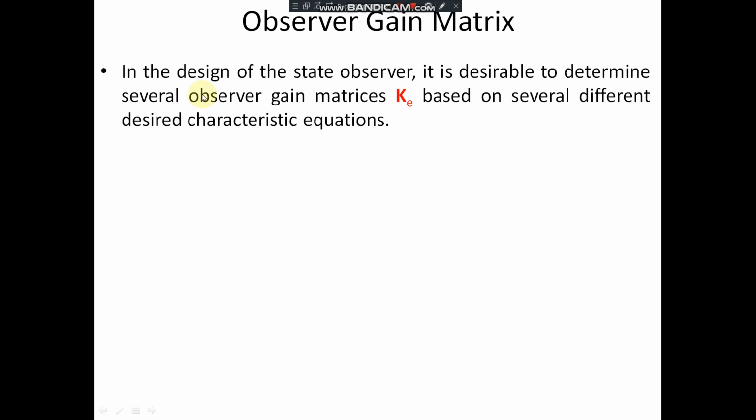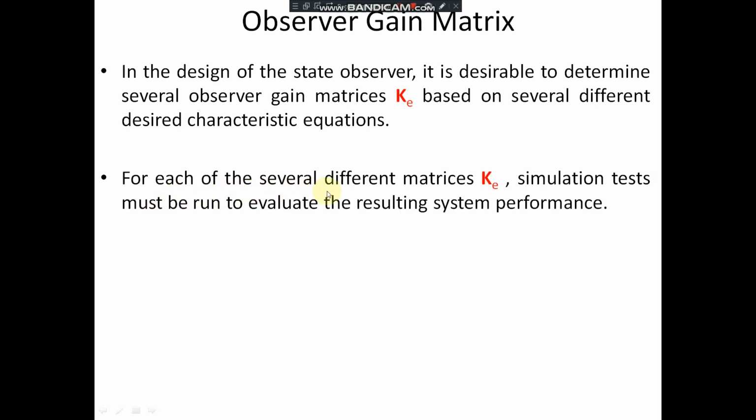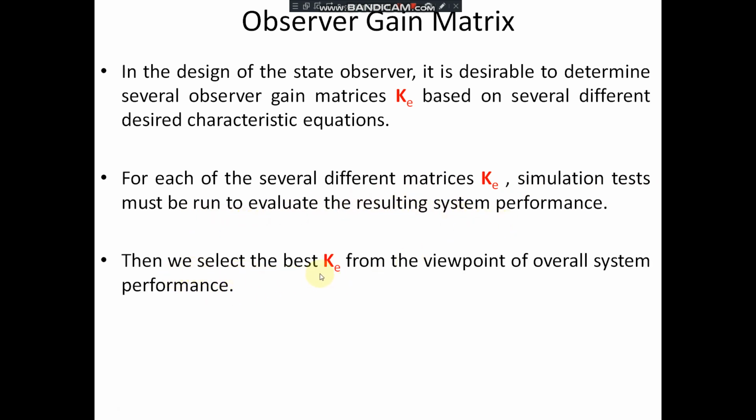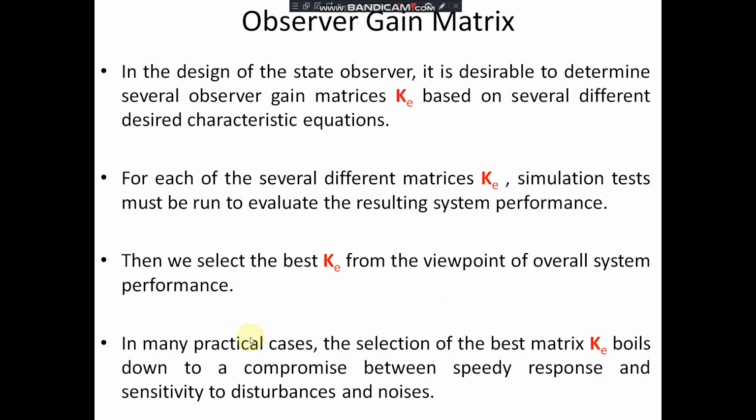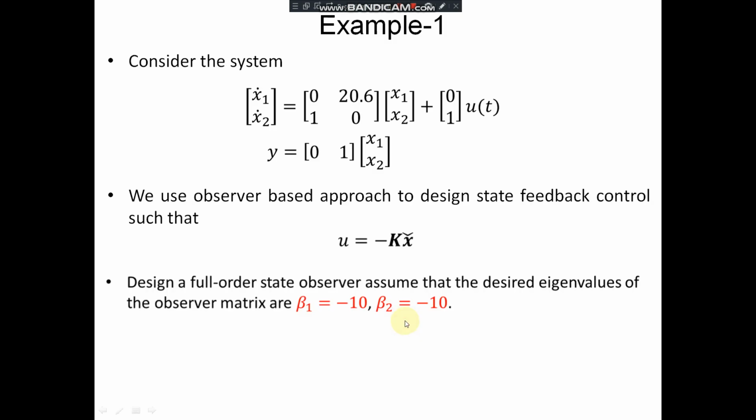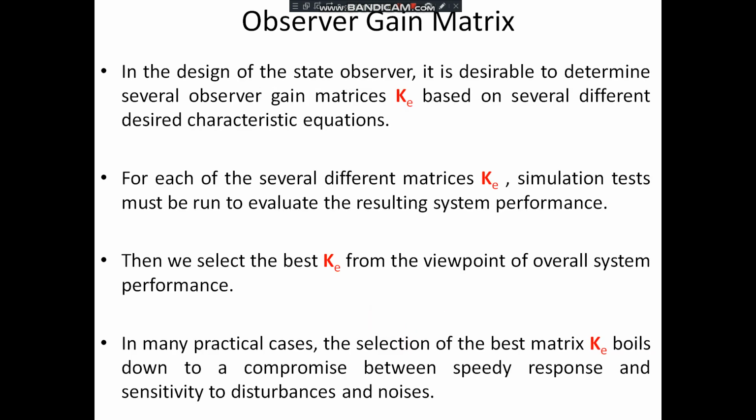In the design of the state observer, it is desirable to determine several observer gain matrices Ke based on several different desired characteristic equations. For each of the several different matrices Ke, a simulation test must be run to evaluate the resulting system performance. Then we select the best Ke from the viewpoint of overall system performance. In many practical cases, the selection of the best matrix Ke boils down to a compromise between speedy response and the sensitivity to disturbance and noise.